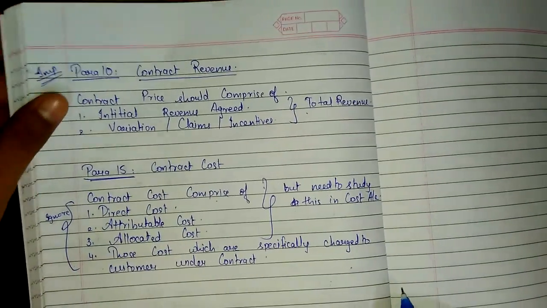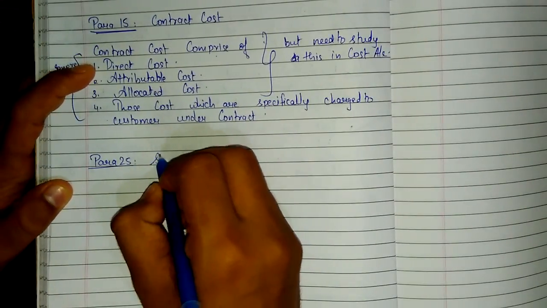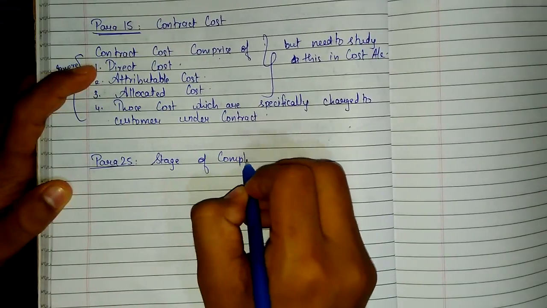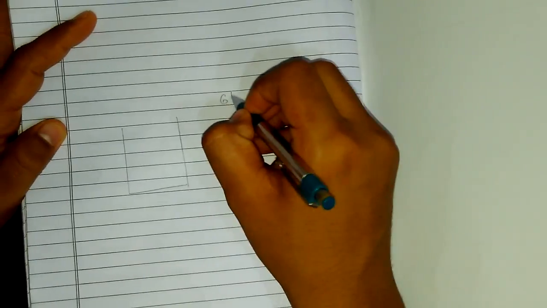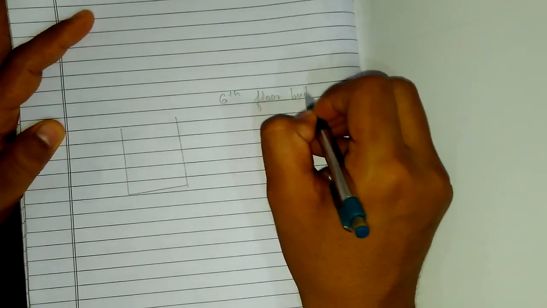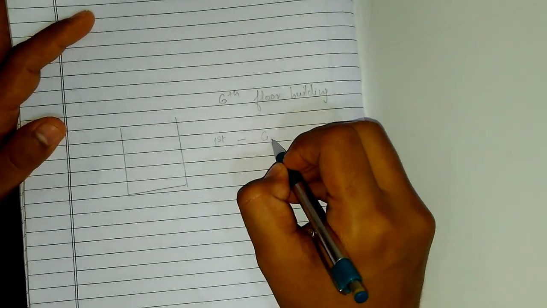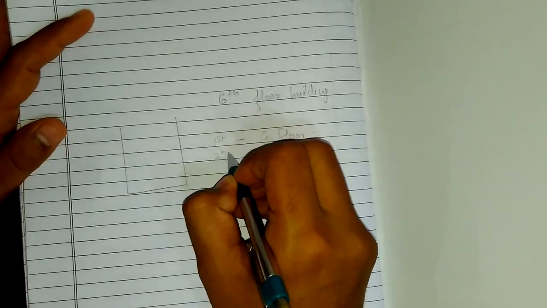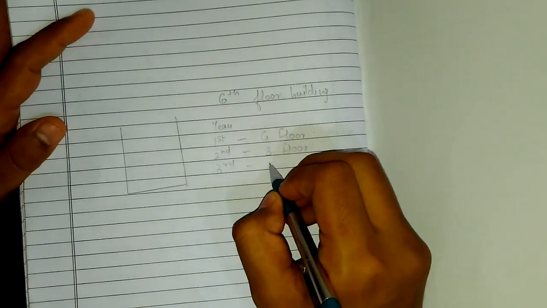Now we'll see para 25. What does para 25 say? Para 25 says stage of completion. So wait, I'll explain what stage of completion means. Stage of completion means there is a particular asset, take it as a building. We have given a contract to a contractor of building a 6-floor building. But in the first year, he has completed up to the ground floor. In the second year, he has completed till the 3rd floor. And at the end of the 3rd year, he has completed all the floors.